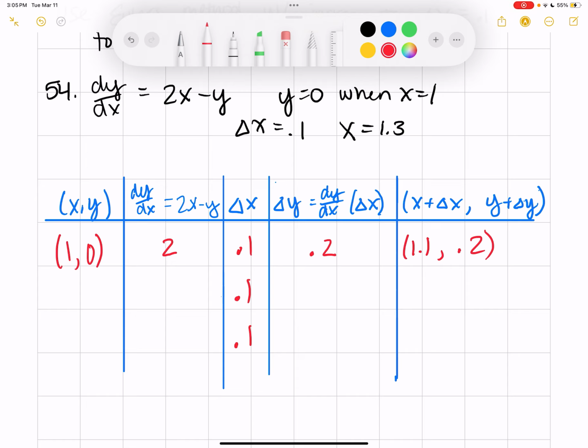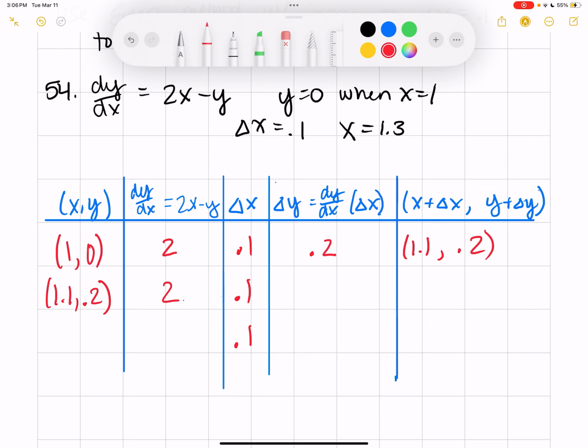Now, this point transfers here. 1.1, comma, 0.2. I meant to draw a comma, but instead it goes in parentheses. So now 2 times 1.1 is what? 2.2. Minus 0.2 is?